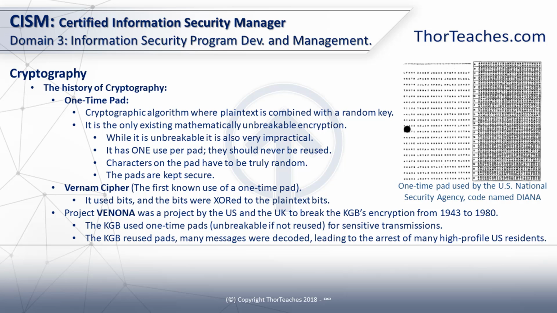Let's look at an example where one-time pads were broken. Project Venona was a project between the US and the UK, started in 1943 trying to break Russian encryption, and it actually existed all the way up to 1980. The KGB used one-time pads, which as we know are unbreakable if they're not reused, for communicating with spies in the US. But for one reason or another, they reused the pads, which then enabled the US and the UK to decrypt their messages, and they could then identify a lot of high-level spies in the United States. We're only as secure as our implementation is.